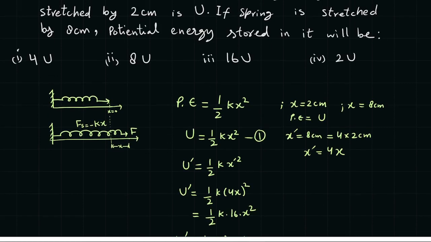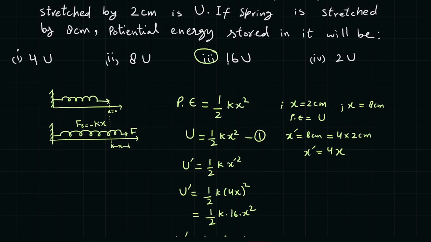So the right option is option third, 16U. When the spring is stretched by 8 centimeters, the energy stored will be 16U. Hope you understand this. Thank you.